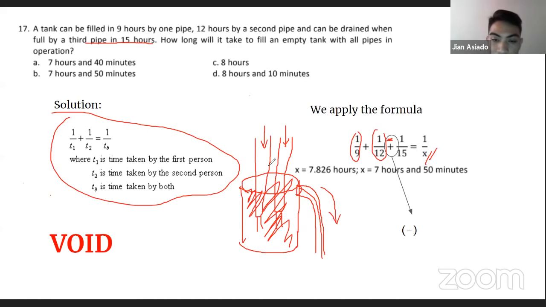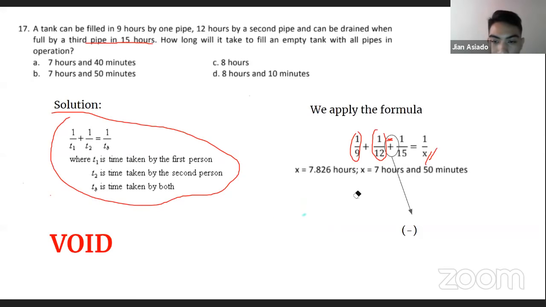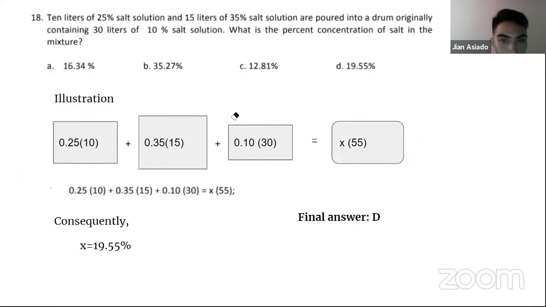Arithmetic na lang siya. So, ayan. We solve for x. And then we get this 7 hours and 50. Iba na siya, iba na yung value niya. So that's why this is void kasi it's not included in the choices. Okay, and then 18. Okay, another concentration problem.